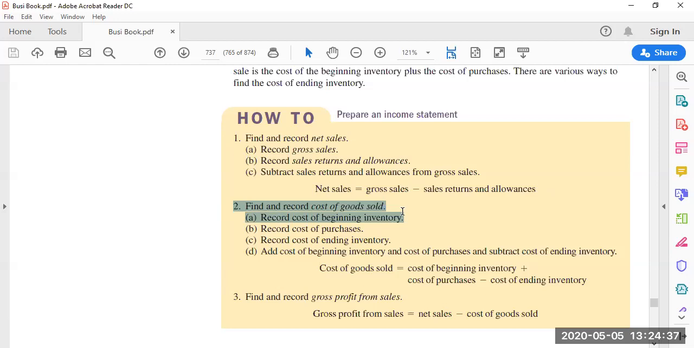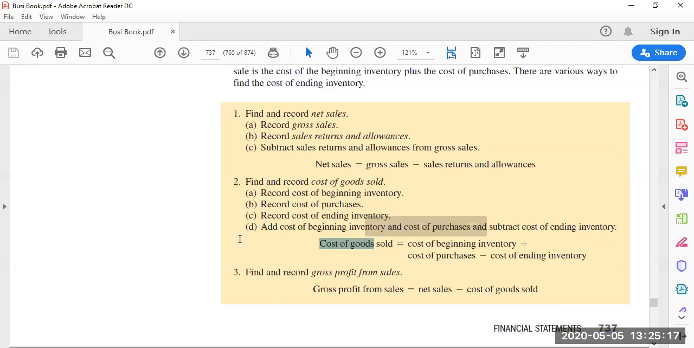What will be the cost of your beginning inventory? Record the cost of your purchases. Record the cost of your ending inventory. And then the last part of this section would be to add the cost of the beginning inventory and the cost of purchases and subtract the cost of the ending inventory. So your cost of goods sold would be the cost of your beginning inventory plus the cost of purchases minus the cost of ending inventory.